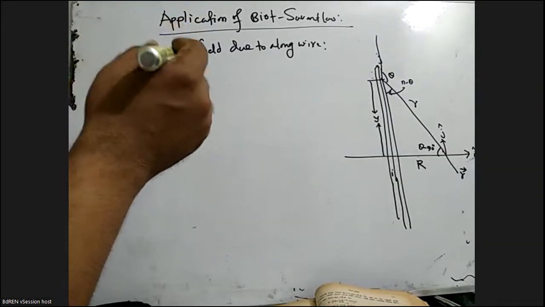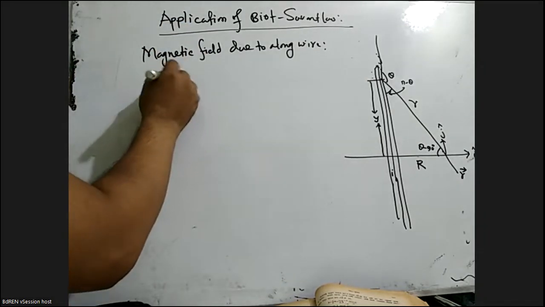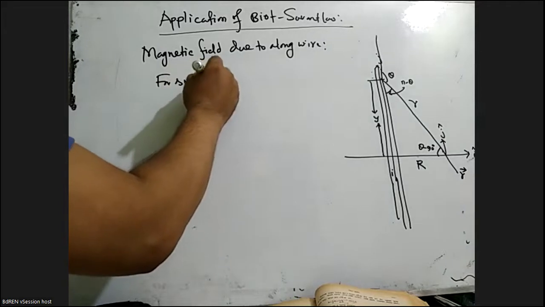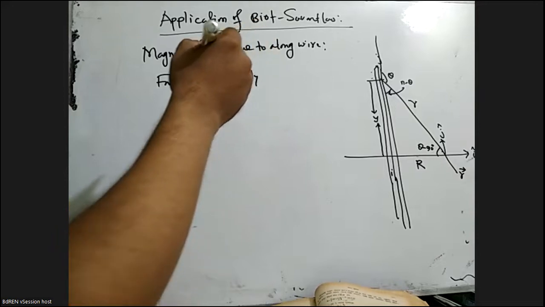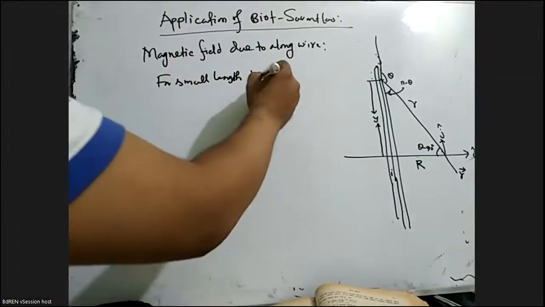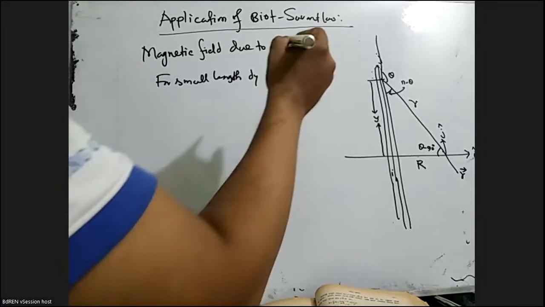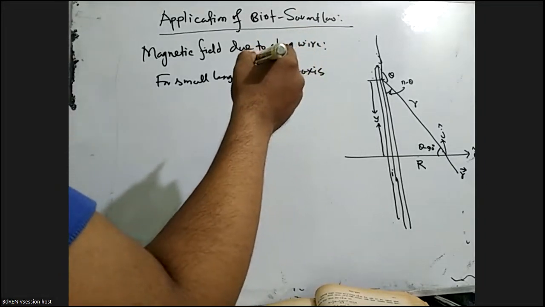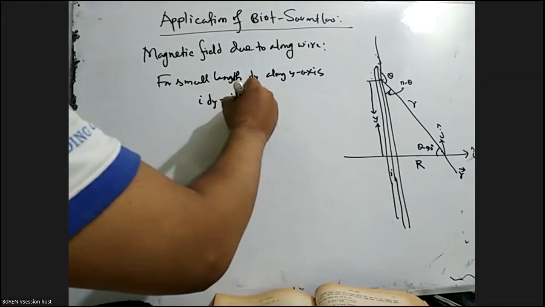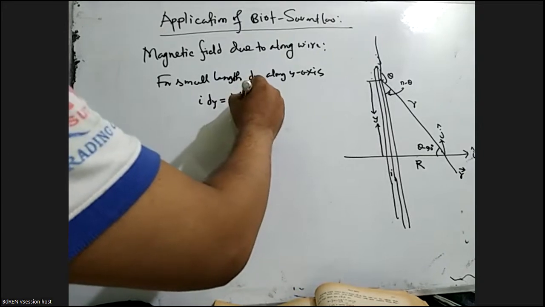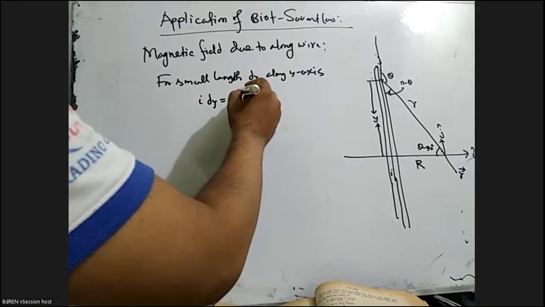So from the figure, if we take a small length dy along the y-axis, we get I dy equals z I dy.